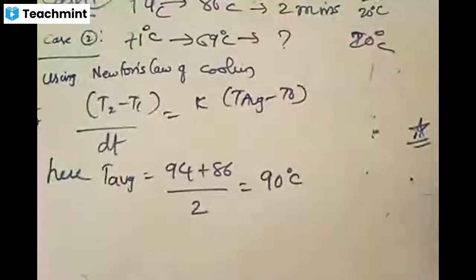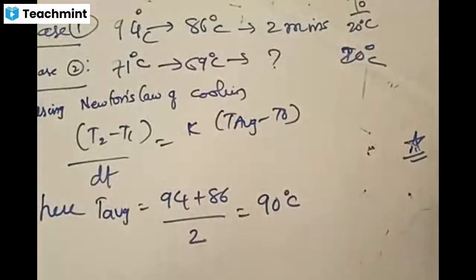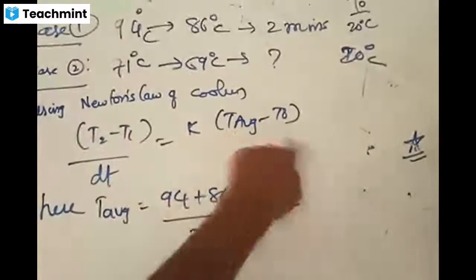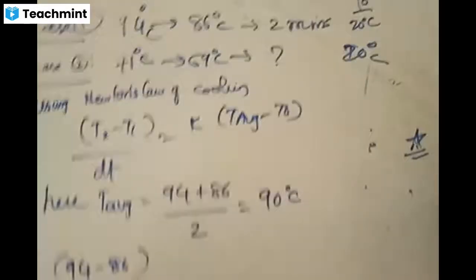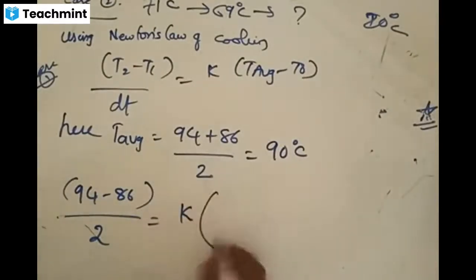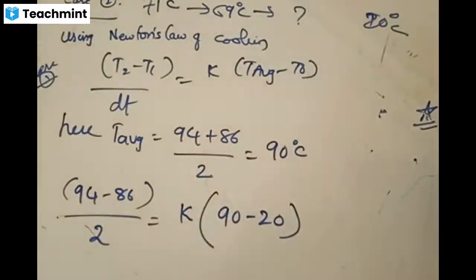Can you write this one? In case 1, what is the average value? Now all the things are clear. In this, T2, T1 is there, dt is there, K is not there, T average is there, T naught is there. Now can you find the value of K or not? 94 minus 86 divided by dt, no need to change time to seconds. You can keep it like this, minutes only. Minutes, hours, seconds, whatever it gives, you can keep it the same. 94 minus 86, change of temperature by time, is equal to K into average change of temperature. It is 90 minus 20, yes or no?